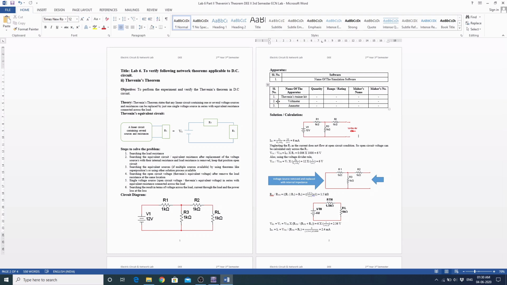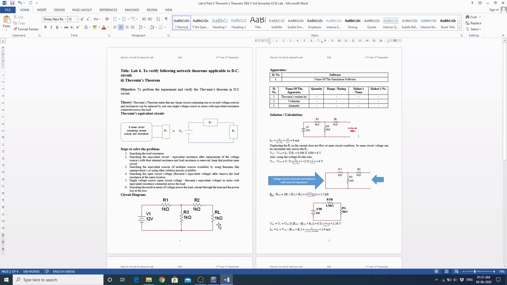the laboratory, then we require this table with the serial number, name of the apparatus, quantity of the apparatus used, range and rating of the apparatus, maker's name of the apparatus, and maker's number, if available on the apparatus. So we have to note down whatever apparatus is required, like Thevenin trainer kit, voltmeter, ammeter, and resistors if used, over here.